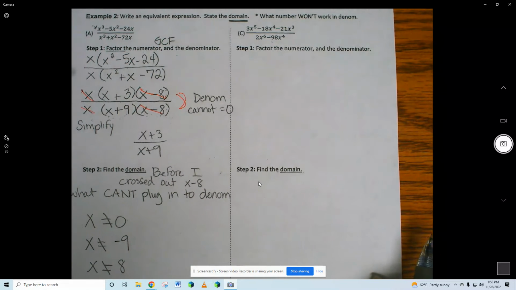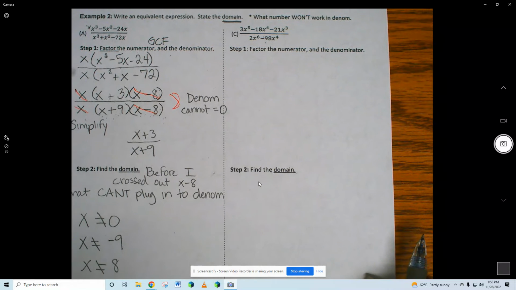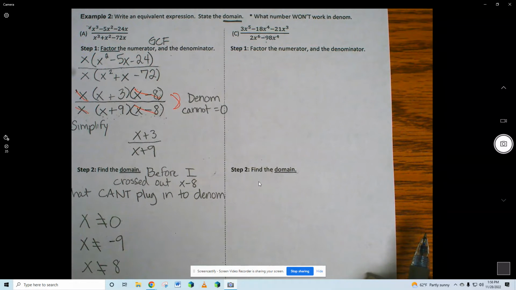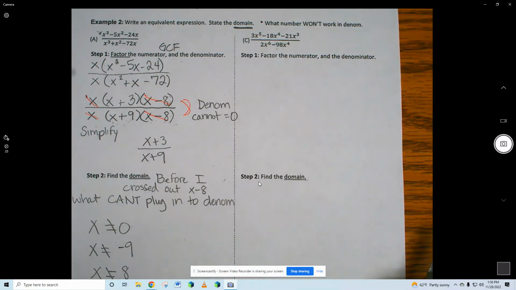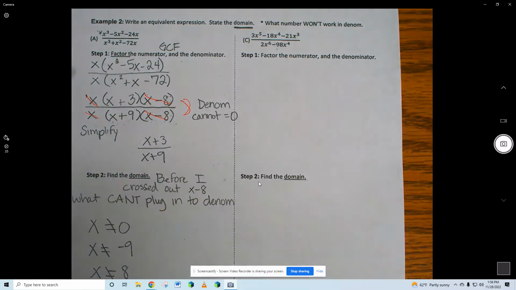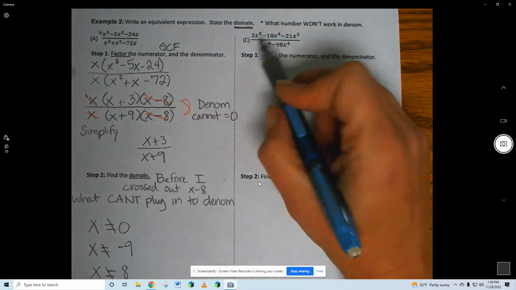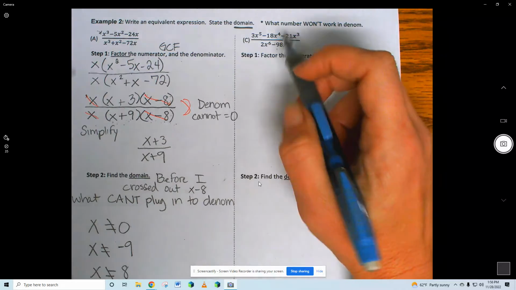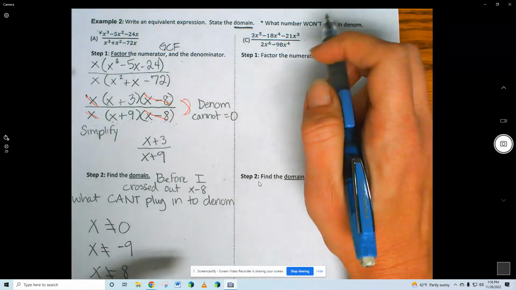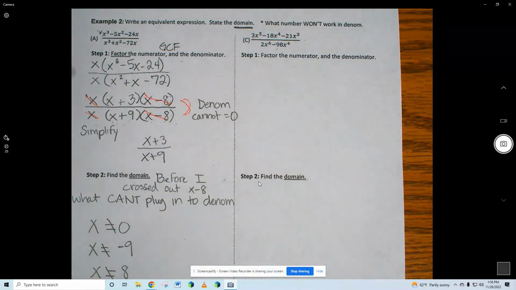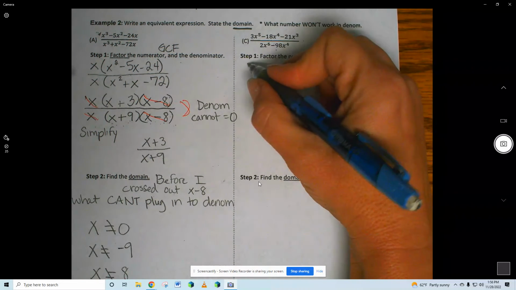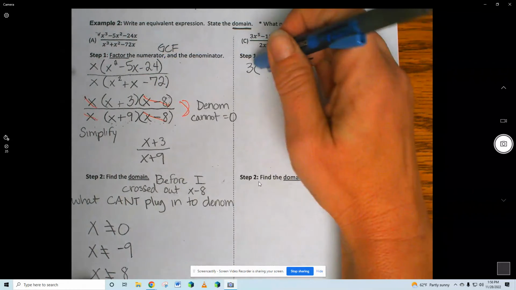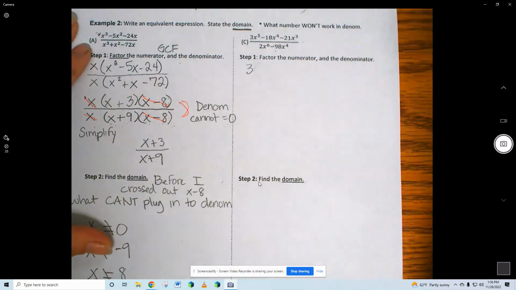Example C is a little bit harder because the factoring is a little more difficult. Look at the numbers first and then look at how many x's. Are there any numbers that they have in common? A 3 and an 18 and a 21. 3 goes into all those. Are there any x's? How many x's do they for sure have?